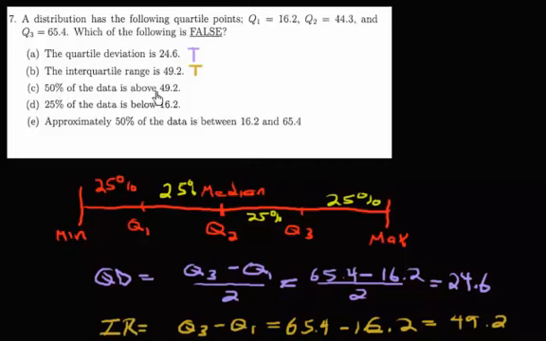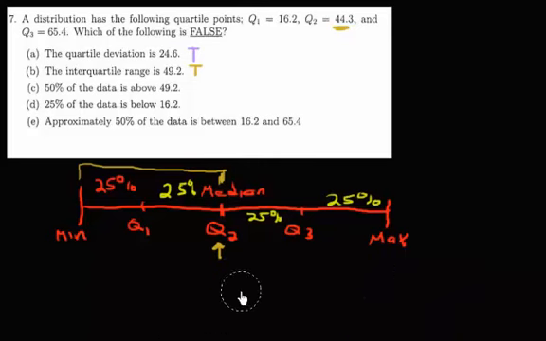Okay. 50% of the data is below 49.2. Well, 50% is below the median, and the median is Q2. So 50% falls in here. Well, then what's Q2? Up here, Q2 is 44.3. Let me label these numbers down here. Q2 is 44.3, Q1 is 16.2, and Q3 is 65.4. Well then 50% is going to have to be below 44.3. So C is actually the false statement.